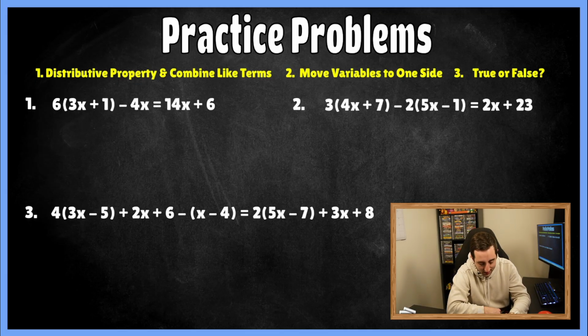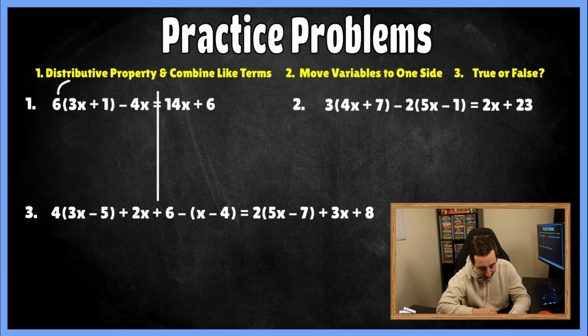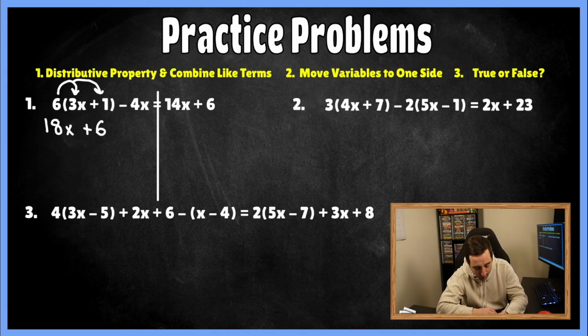Again, I always draw that line separating the left and the right side of the equation. We can't combine 3x plus 1 that's inside the parentheses, so we're going to start right off the bat with distributive property by distributing that 6 to both terms. 6 times 3x is 18x. 6 times 1 is 6. And then we're going to bring down everything else that we haven't even utilized yet, like the minus 4x equals 14x plus 6.